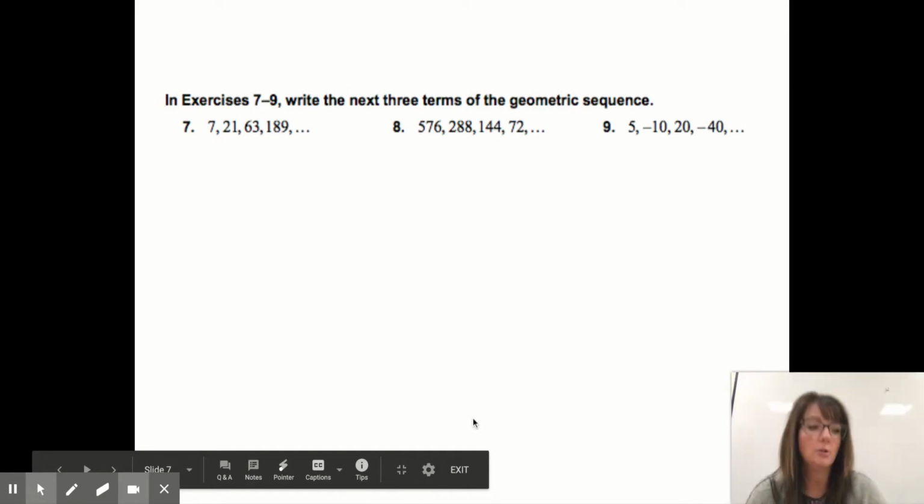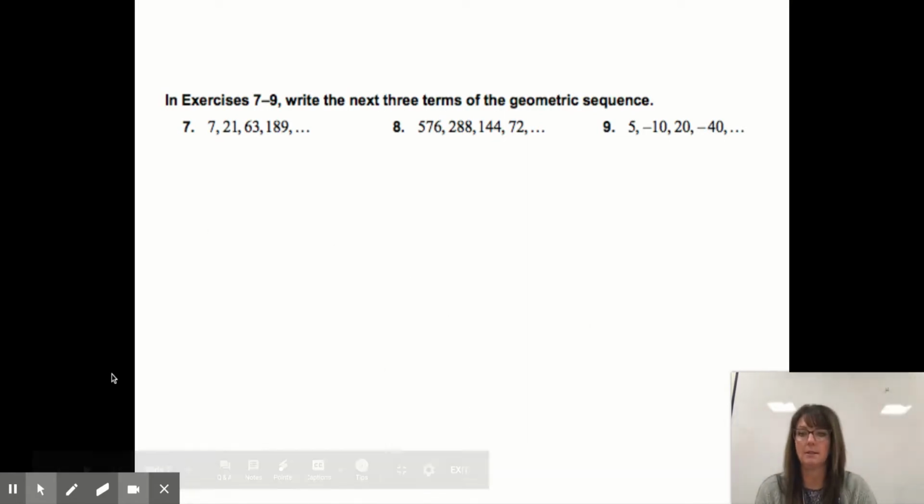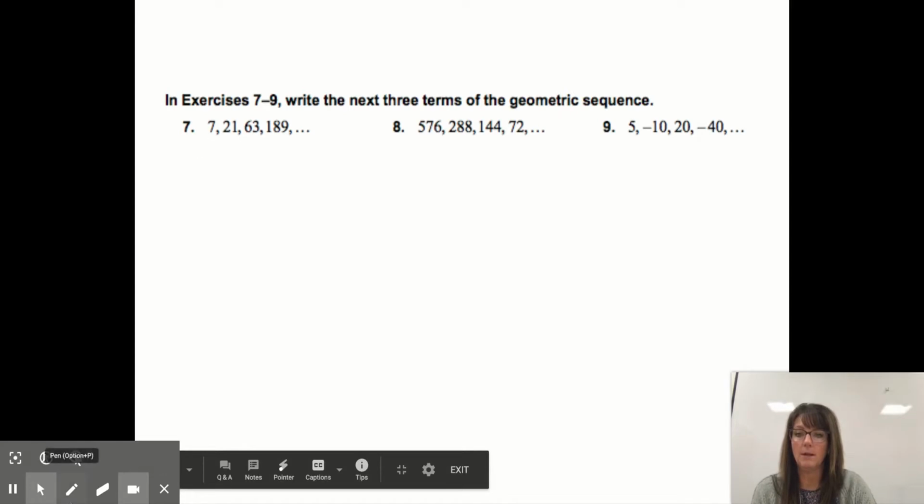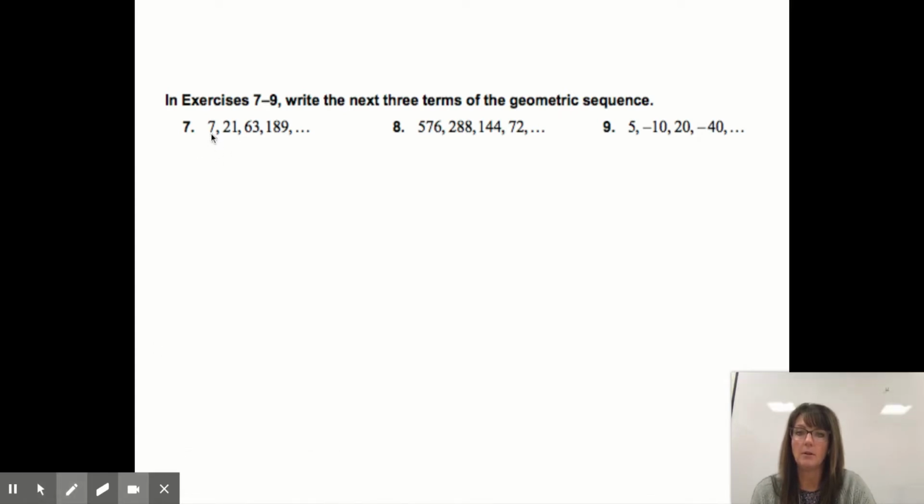Write the next 3 terms in this geometric sequence. So we need to know, what is the common ratio? Well, here, times 3, times 3, and times 3. So we'll have to take 189 times 3, and I got 567. That times 3 is 1,701, and that times 3 is 5,103. So these get very large very quickly.